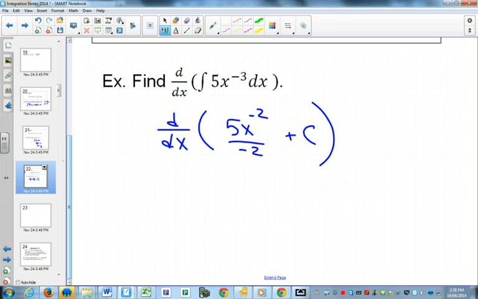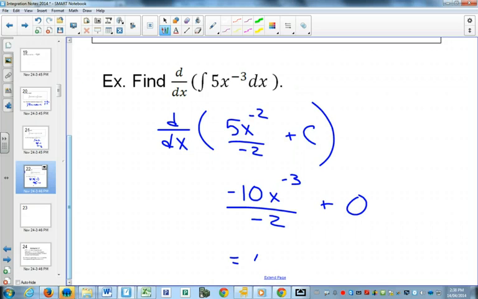Now I'm doing the derivative of the integral, so I'm going to bring out the negative 2 in front. Yeah, everything's good. And the derivative of c will be 0. And when you simplify this, is that not what we got? But there would be no plus c in this one.